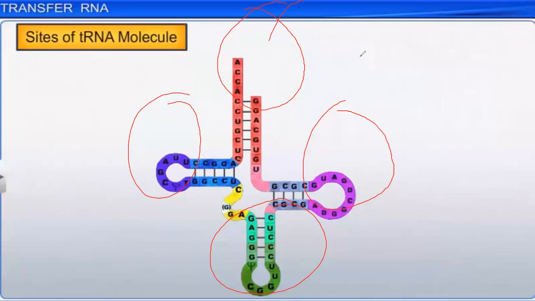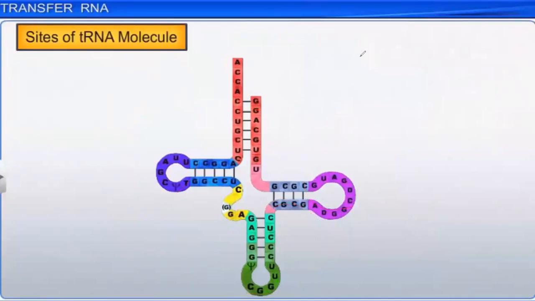And the next peculiar thing we learned about tRNA was that tRNA is for 20 amino acids, 20 tRNAs are there. So each tRNA is very particular for one kind of amino acid. Okay, so we'll move forward after this.